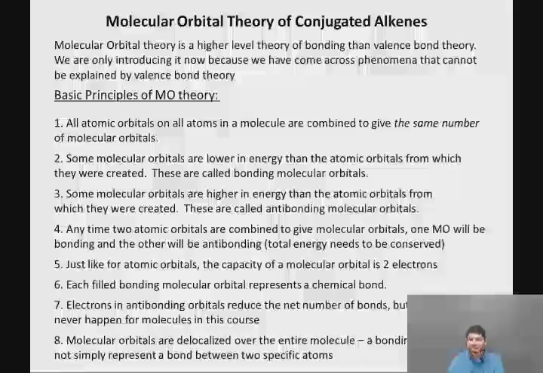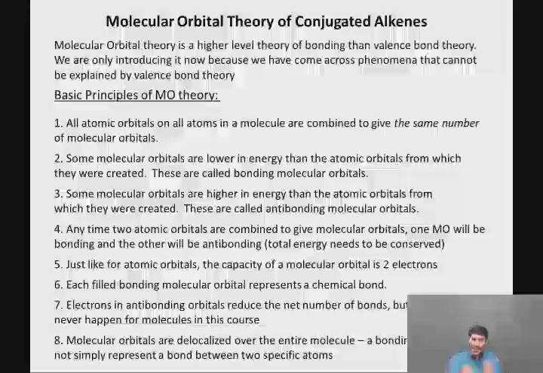Finally, this is what students may have the most trouble with. Molecular orbitals are delocalized over the entire molecule. So a bonding MO does not simply represent a bond between 2 specific atoms. We like to draw structures where we put bonds between specific atoms, but molecular orbital theory is a theory of delocalized bonding rather than localized bonding.